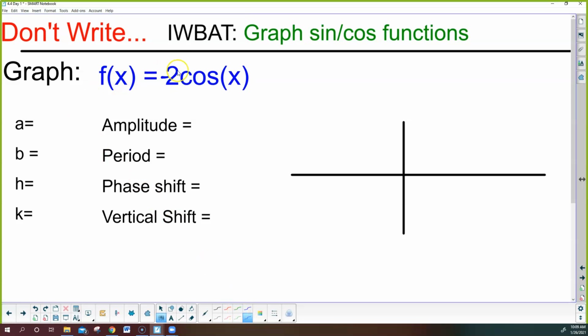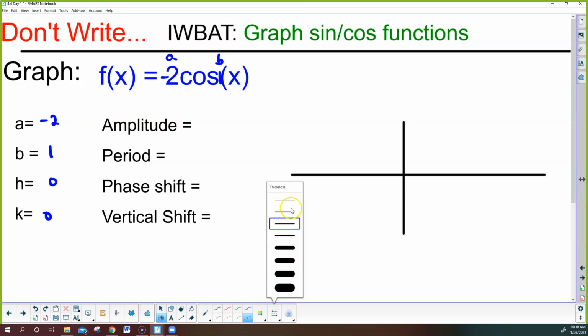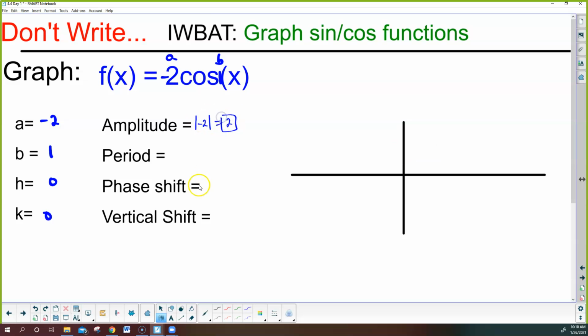So I have to look at what's the a value. A is -2. What is the b value? B is always the number out here, which is always 1 unless there's a number there. And then there is no h and k. So 0, 0. So the amplitude is the absolute value of a, which is 2.